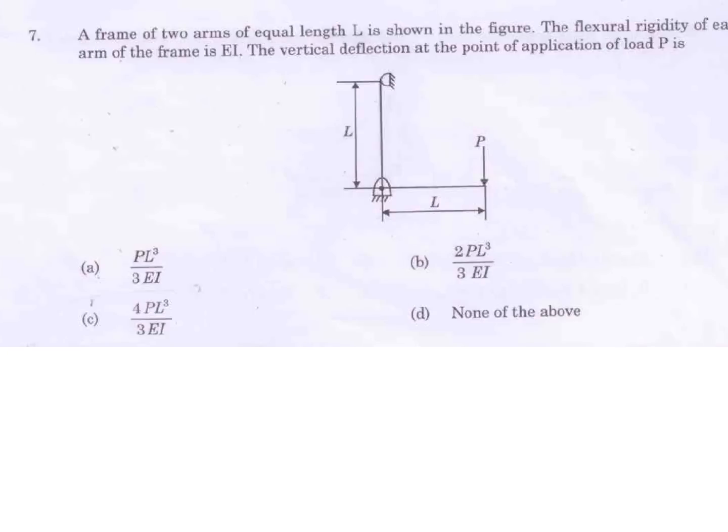This is ISRO question paper from 2006 to 16, Strength of Materials. The question is: a frame of two arms of equal length L is shown in the figure. The flexural rigidity of the arm frame is EI. The vertical deflection at the point of application of load P is how much?